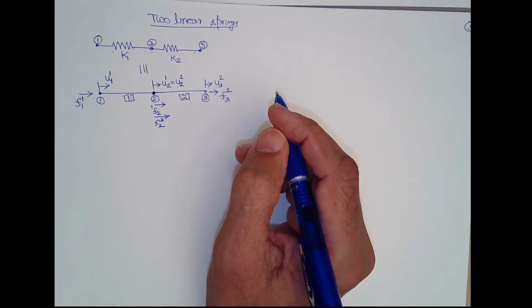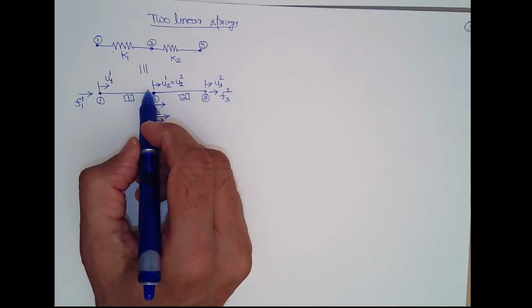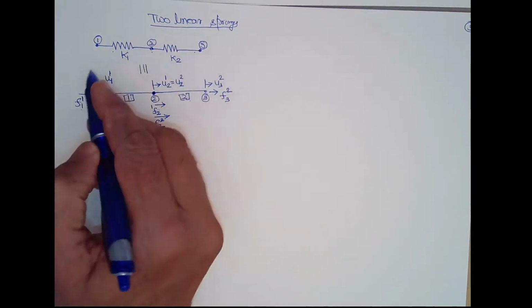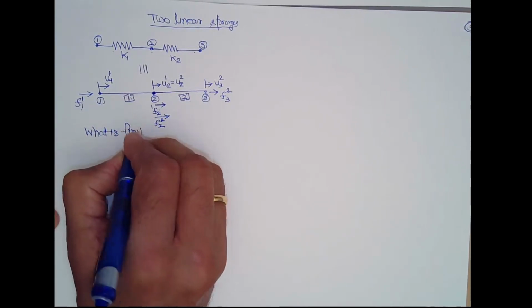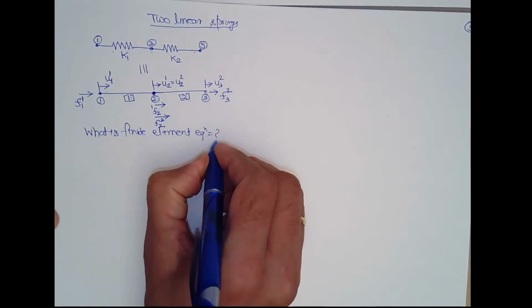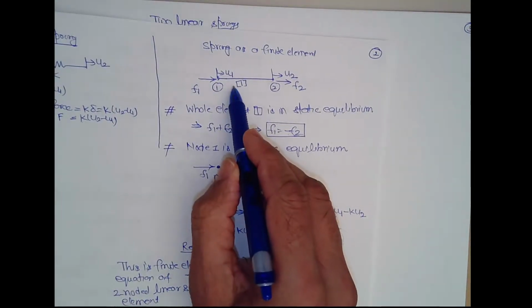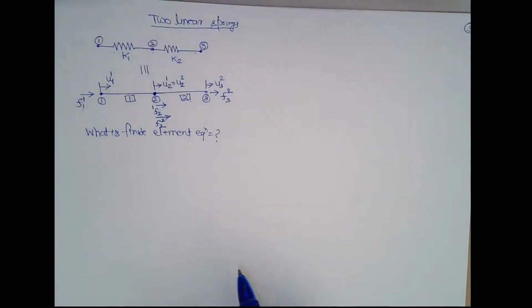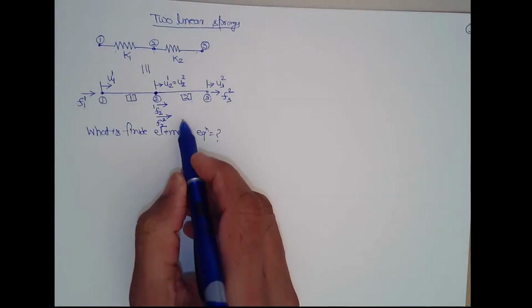So again, what I'm going to do is assemble this finite element equation. So what is the finite element equation? This is my question. I know the finite element equation of element 1, we already did it. We know the finite element equation of element 1, and we know the finite element equation of element 2 as well.